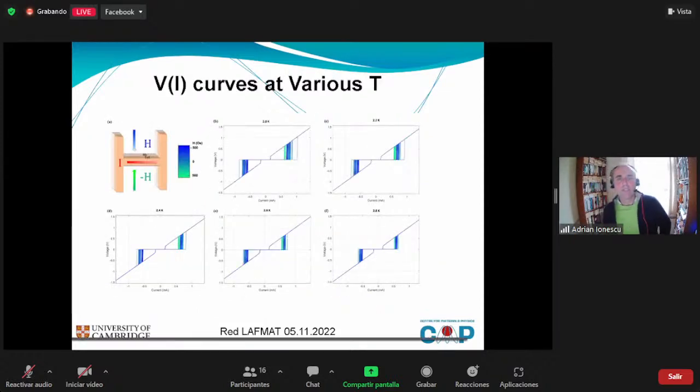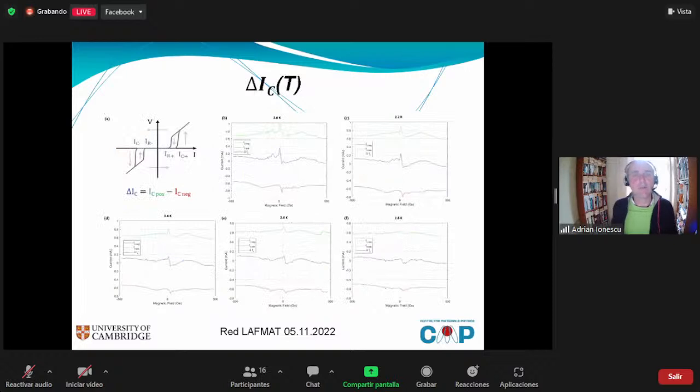So we then also change a little bit the temperature and see that this is quite robust. We go here from 2 Kelvin to 2.8 and see that the behavior doesn't alter greatly. We focus next a little bit on, as I said, the difference between the positive critical current and the negative critical current and its temperature dependence.